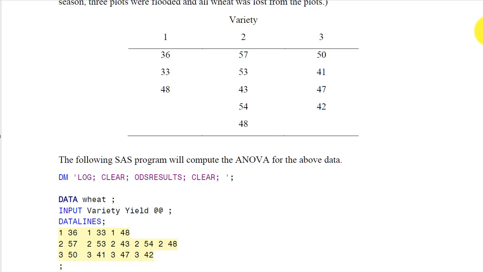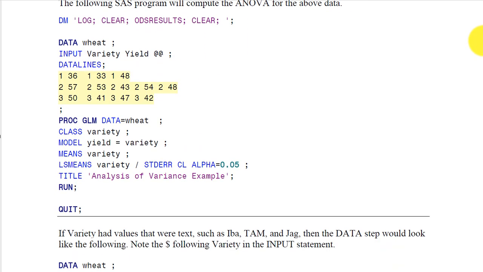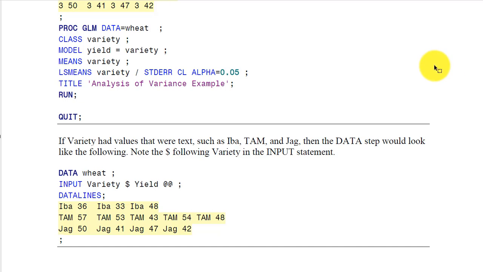Now, when we entered our data here, our varieties 1, 2, and 3, we told it to expect only 2 columns on the line after data lines, and we can control that with the double trailing at. But the other thing we could have done, for those who are more familiar, perhaps we have varieties of wheat that are commonly seen in Oklahoma, such as varieties Iba, Tam, and Jag, or these are shortened names for wheat varieties, and so that if I wanted to use those names instead of 1, 2, and 3, I could do that.